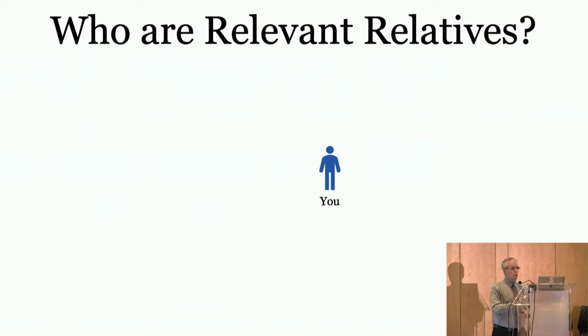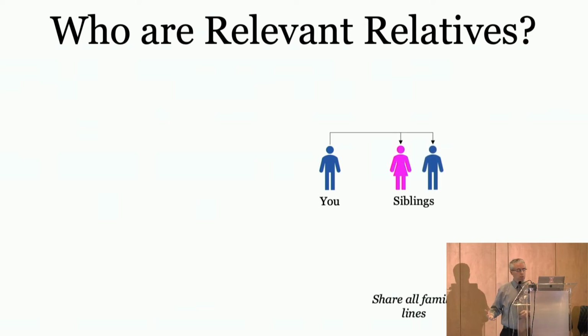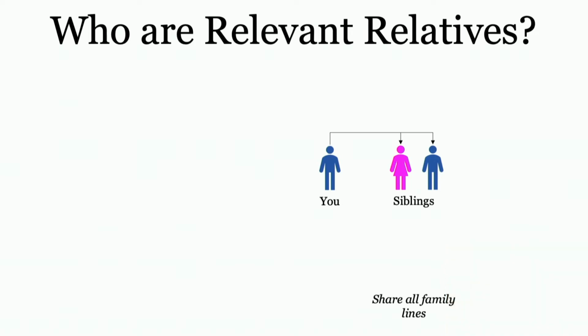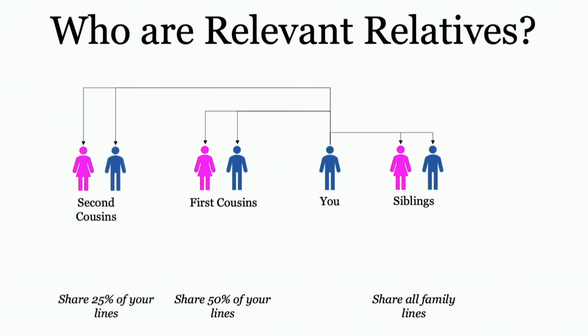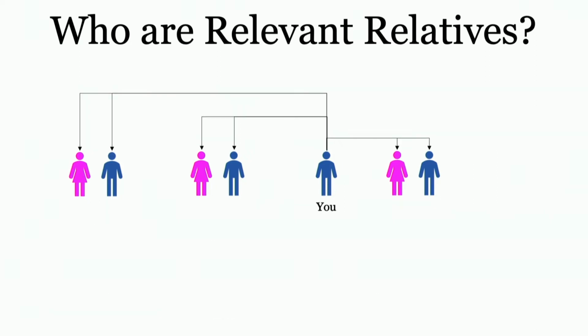So who are the relevant relatives that you can ask to test in that horizontal generation? Well, certainly you, but then your siblings, because you're going to share all of your family lines with your siblings. When you talk about first cousins, for example, you're going to share half of your lines with a full first cousin. So obviously, again, excellent people to ask to test if you can. Then there's second cousins, and you share 25% of your lines with a second cousin. These are all excellent people to ask to test.